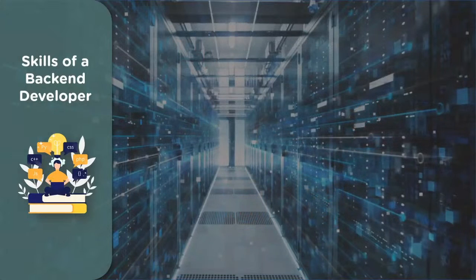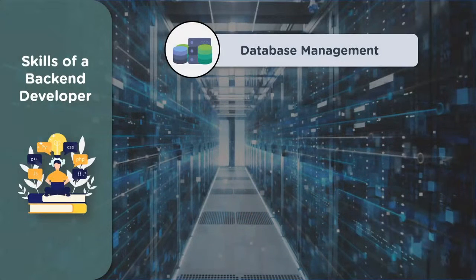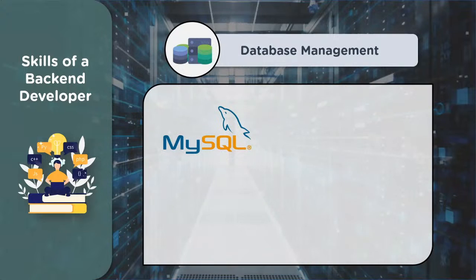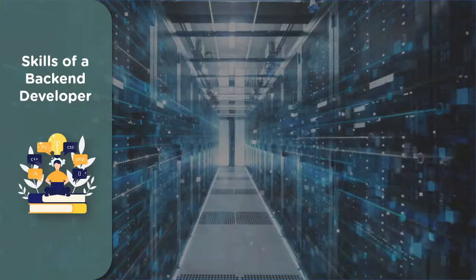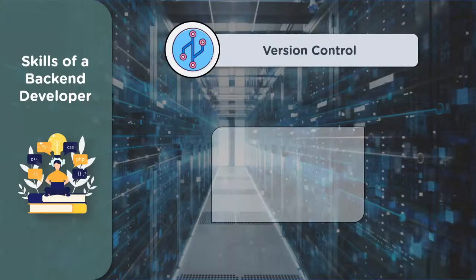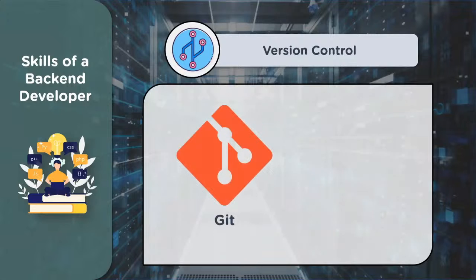Next, we have database management systems. A backend developer writes code that is used to perform relational mapping to fetch data from the database. Some popularly used DBMS are MySQL, SQL Server, and PostgreSQL. Next up is version control. Again, popular ones are Git and Subversion.